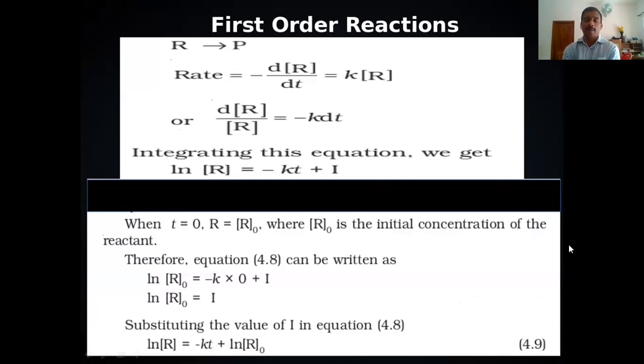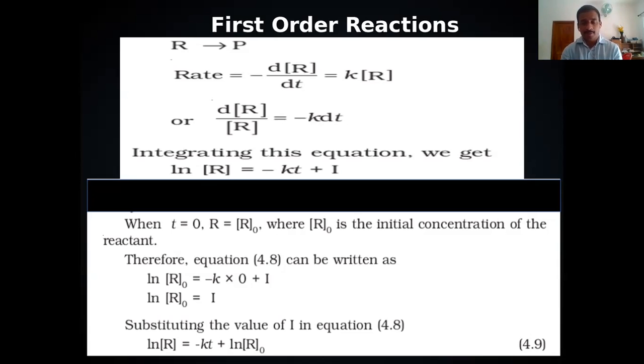Now in the case of first order reaction, we can take the rate expression. R gives product, R gives P. Rate can be expressed in two ways. One, instantaneous rate, rate is equal to minus dR by dt. Or the rate law, rate is equal to k into concentration of R. Combining these two equations, we can write minus dR by dt is equal to k into concentration of R. Take the concentration of R to the same side: dR by R is equal to minus k dt.